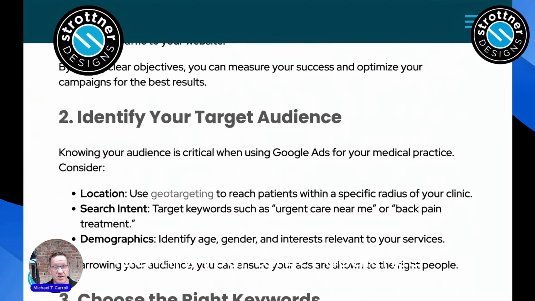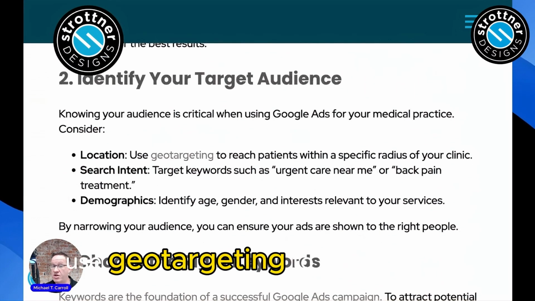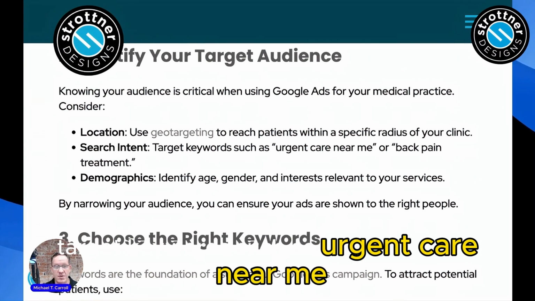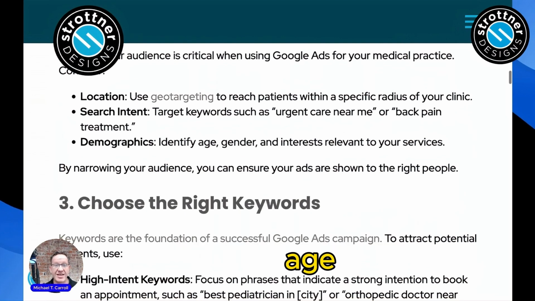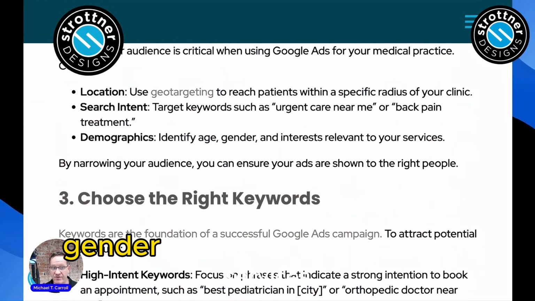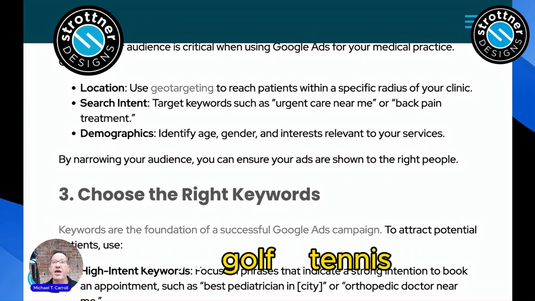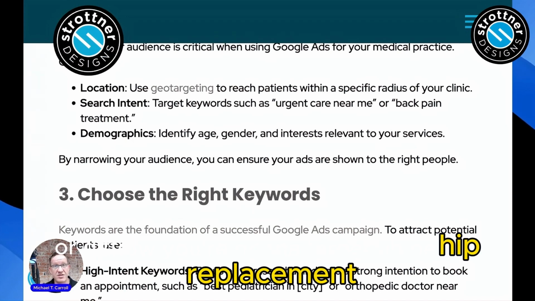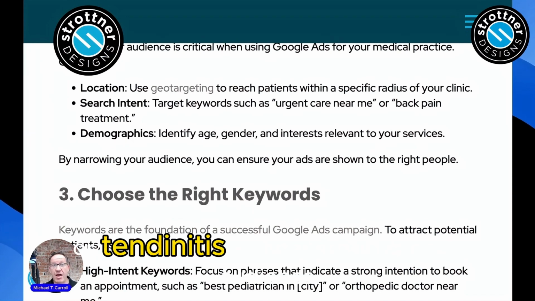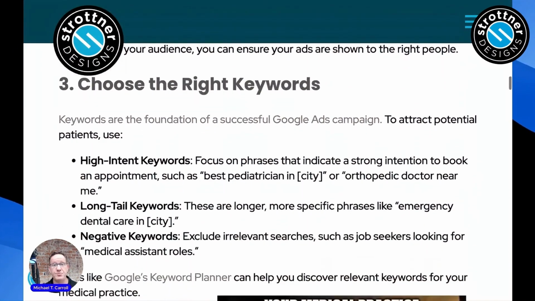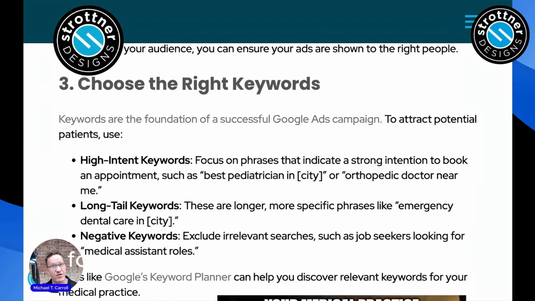Identify your target audience. The location's important. Use geo-targeting to reach patients within a specific radius of your clinic. Search intent. Target keywords such as urgent care near me or back pain treatment. Demographics. Identify age, gender, and interests relevant to your services. If you're an orthopedic practice, you've got to target people that maybe golf or tennis or different things that can lead to a hip replacement or tendonitis. So by narrowing your audience, you can ensure your ads are shown to the right people and choose the right keywords. These are the foundation for a successful Google Ads campaign, which we've discussed before.